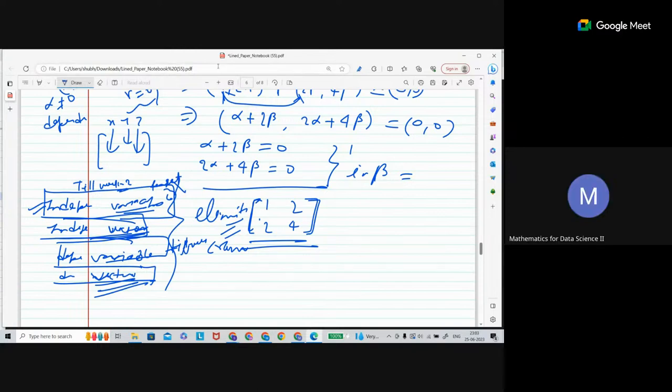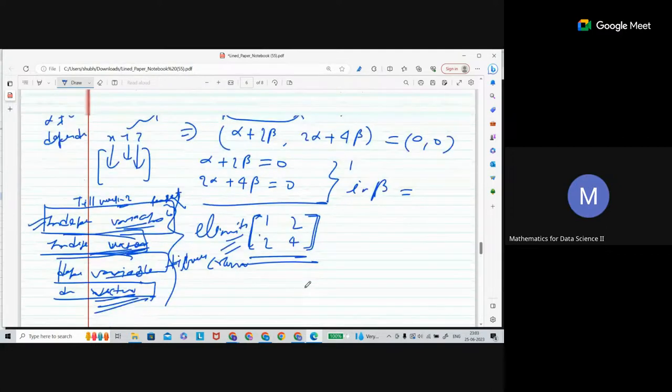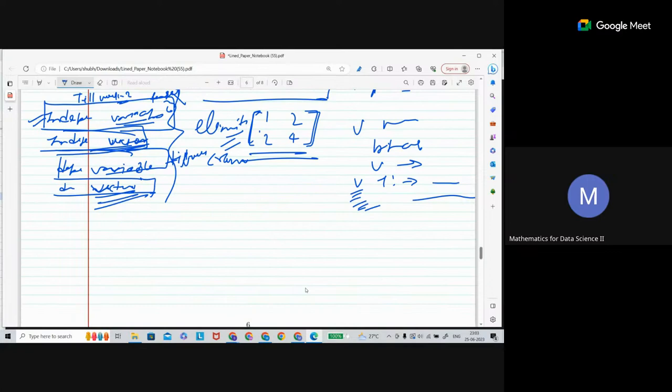Now see, whatever you will do in the upcoming weeks, the question will use the words: V is a vector space, find the basis. V is a vector space, define the linear transformation like this. That's all. Everywhere you will see vector space, vector space, vector space. What does space mean here?